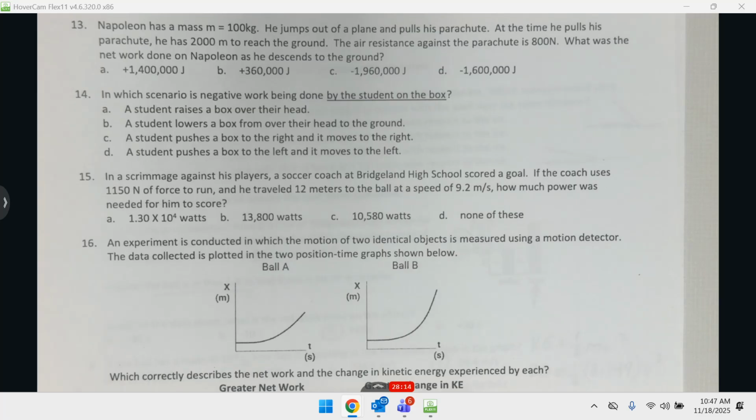In order for me to get net work, I need to be able to look at the different forces that are acting on him and get my net force, or I need to figure out how much work each of these different forces does. If you're analyzing forces, I would very strongly recommend that you draw a free body diagram. That's what I'm going to do. I'm going to draw a free body diagram to help me analyze this problem, and you should too.